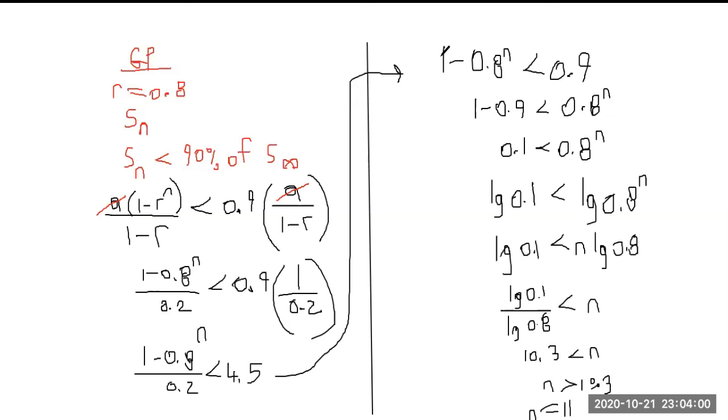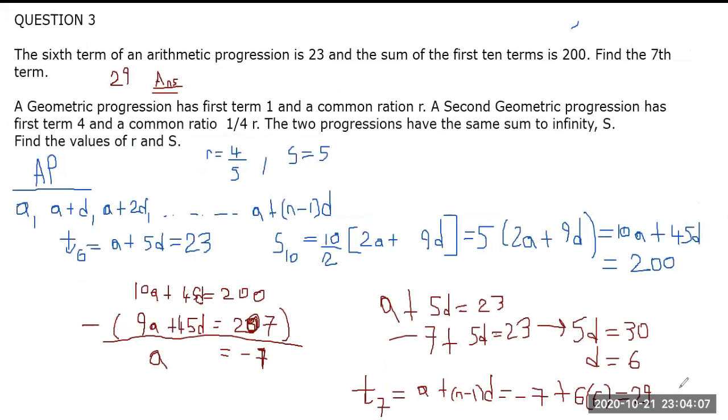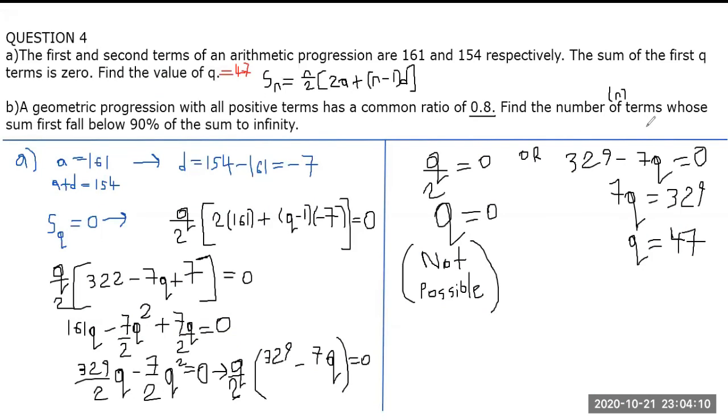And so what we can therefore say now, going back to the question, is that we were to find the number of terms whose sum first falls below 90% of the sum to infinity. Then the number of terms is 11. So 11 terms whose sum first falls below 90% of the sum to infinity. So the number of terms is 11. So n is equal to 11. Alright, n is equal to 11. Easy question.